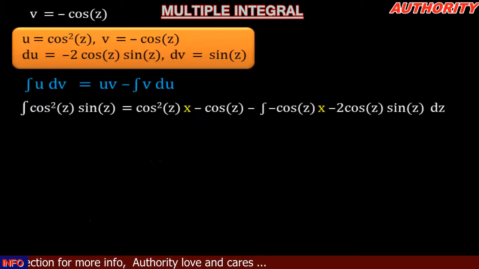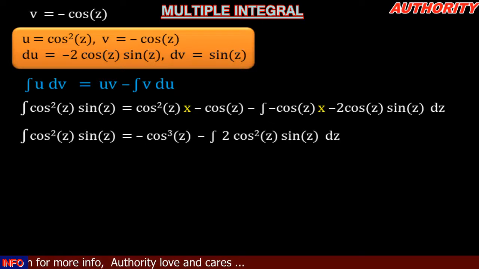Now let's bring it together. The integral of cos squared z sine z is equal to cos squared z times minus cos z, minus the integral of minus cos z times minus 2 cos z sine z dz. Here, cos squared z times minus cos z gives you minus cos cube z. Then on the other side, we have minus cos z times minus 2 cos z sine z. Minus times minus gives us plus, and cos z times cos z sine z gives us 2 cos squared z sine z, and then we have dz.